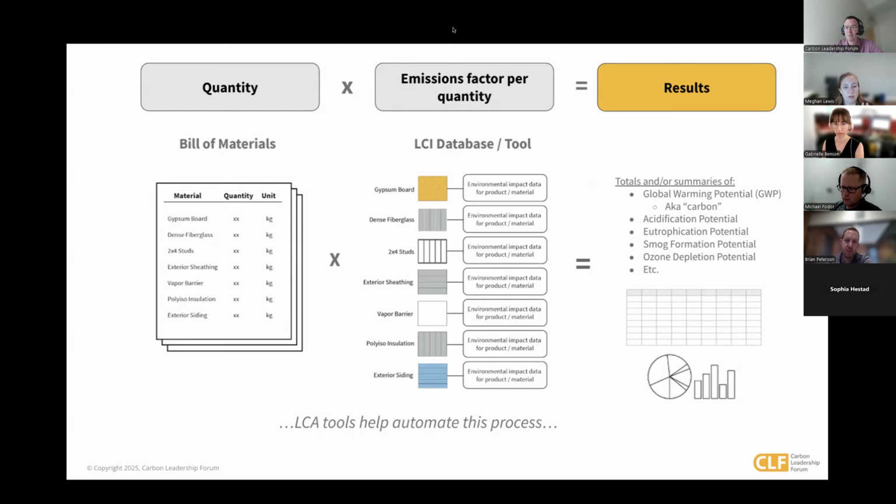So the environmental emissions factors come from a variety of sources. That could be databases containing regional averages per material that are built into whole building LCA software or tools. That can be from product-specific EPDs, from industry average EPDs, or from publications like ours called the Material Baselines. So a range of data sources are used for those emissions factors.